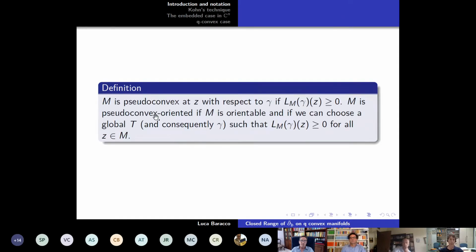We say that M is pseudo-convex at Z with respect to gamma if the Levi form of M with respect to gamma at Z is positive semi-definite, and we will say that M is pseudo-convex oriented if M is orientable, and if we can choose a global T, and consequently a gamma, such that the Levi form of M with respect to gamma is positive semi-definite for all Z in M.